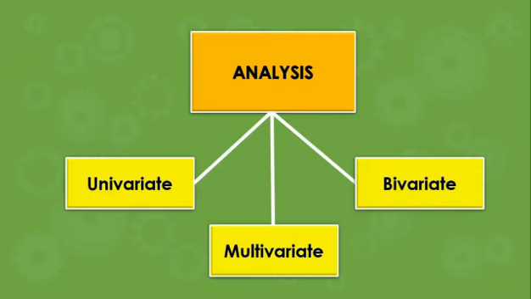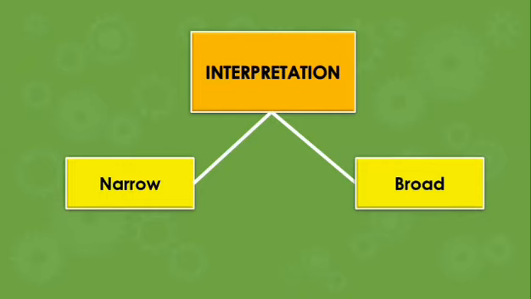And lastly, if we say multivariate analysis, it is a set of techniques used for analysis of data sets that contain more than one variable. And the techniques are especially valuable when working with correlated variables. And in interpretation of results, it can either be narrow or broad interpretation. When we say narrow interpretation, it is a brief and concise one, while broad interpretation is long and detailed.